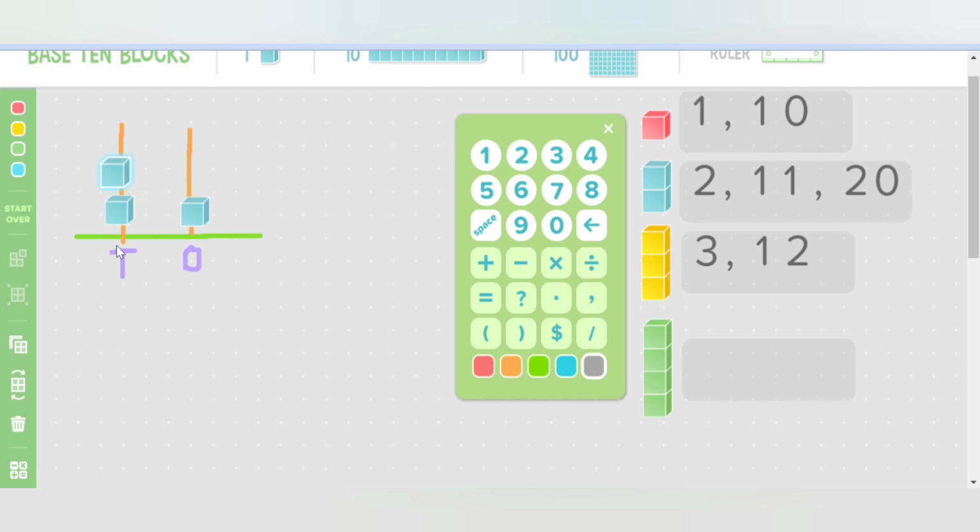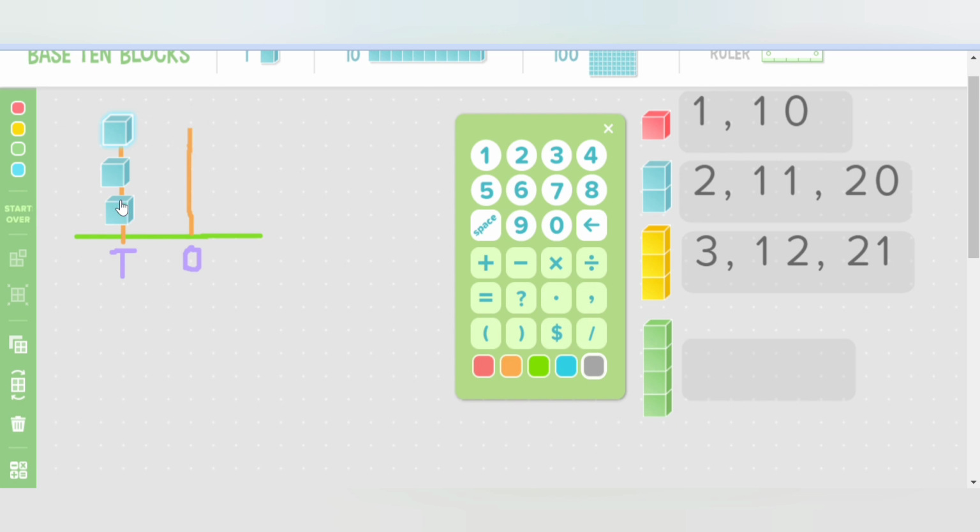Now let's put two counters at tens place and one counter at ones place. What does it make? 2 tens and 1 one. That means 21. So my next number would be 21.